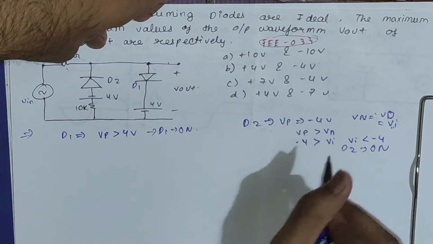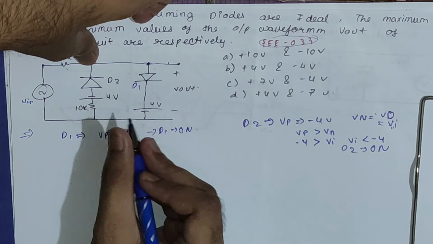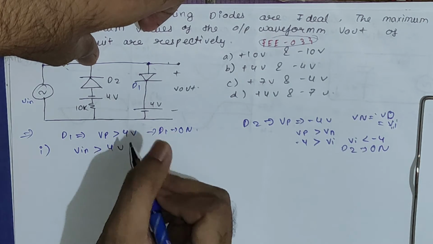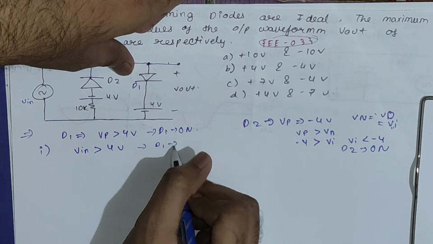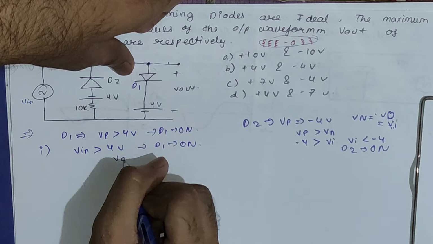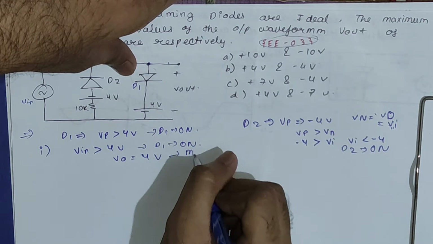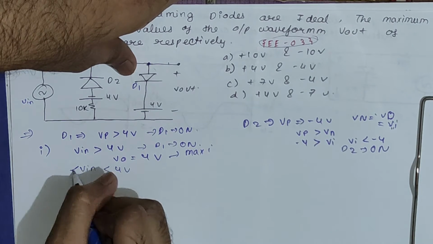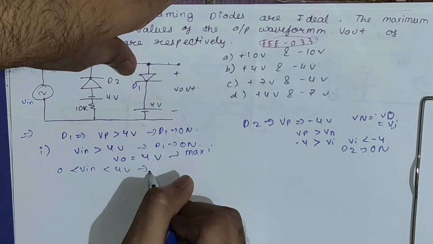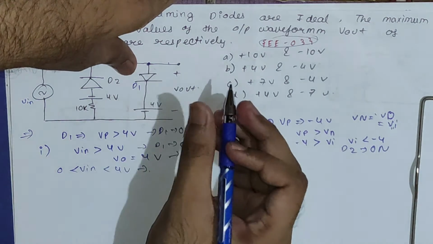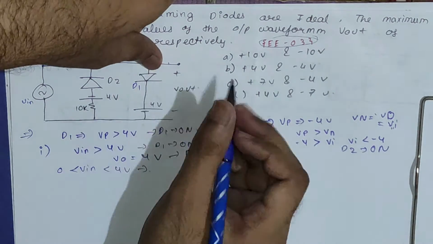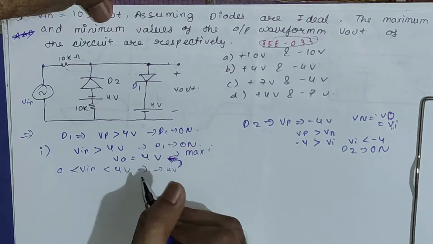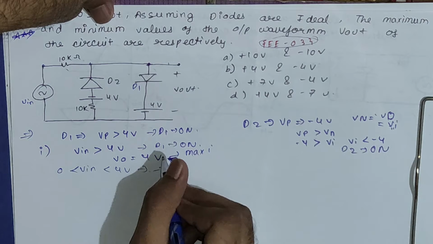Now let's use these input values to get the output voltage. First, when Vin is greater than 4 volt, diode D1 will be on and Vo will be 4 volt, and this will be the maximum voltage. Why? Because if we consider Vin less than 4 volt, let's say greater than 0 volts, diode D1 will be off, so whatever the input voltage is, we get at the output. At maximum we can get 4 volt but not more than that. So the maximum voltage that we can get is Vo equals 4 volt.